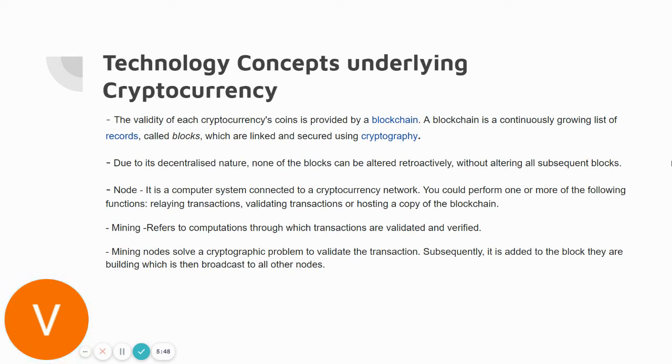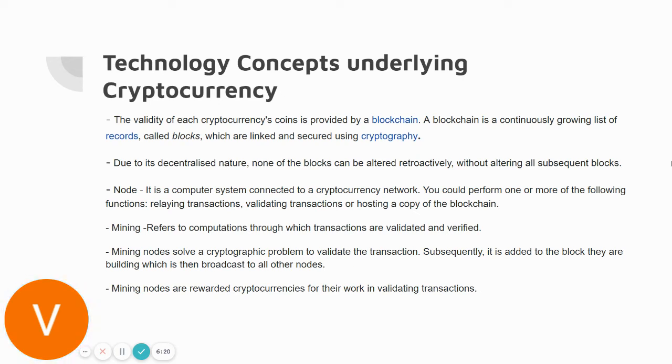And whichever node validates that, solves that cryptographic problem first, is able to validate that transaction. Once this is done, it adds to the block that transaction, and this is broadcast to all the other nodes. Now, whenever a mining node successfully validates a transaction, it is rewarded a cryptocurrency in exchange. So mining is the only way through which new cryptocurrencies can be added to the system. And there is no other way in which the supply of cryptocurrencies can be changed.